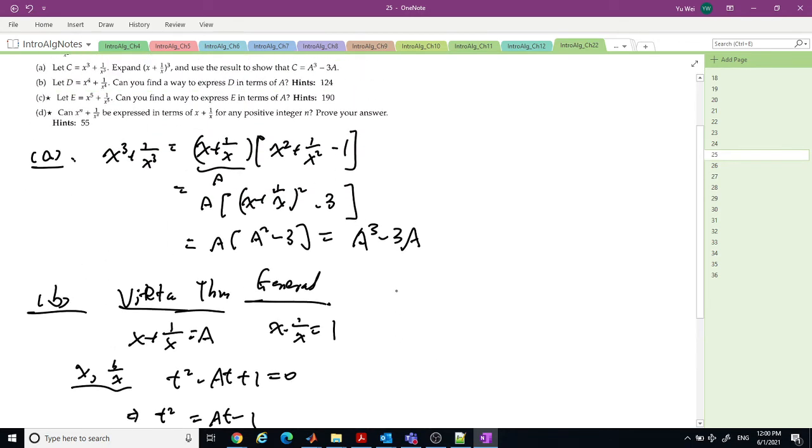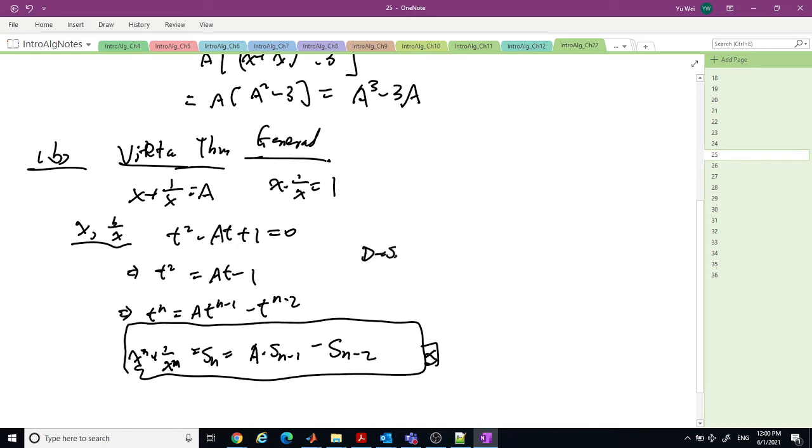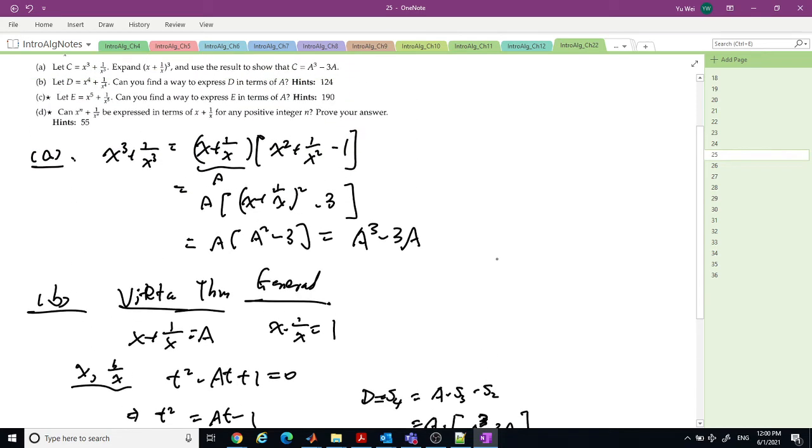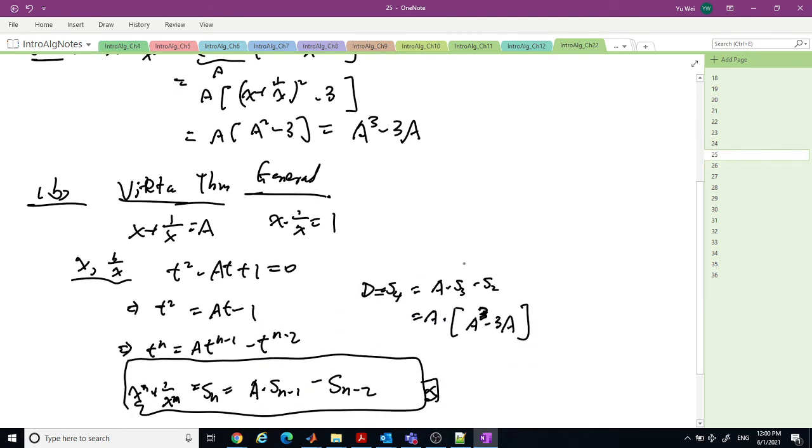So again, with this recursion, we know D, right? Let's see. So S4, D equals S4, is equal to A times S3 minus S2. S3 we already have is A cubed minus 3A, right? And S2 is B, which is A squared minus 2. So minus A squared minus 2. So what we have is A to the 4th minus 3A squared minus A squared plus 2, so A to the 4th minus 4A squared plus 2. So this is D, okay?